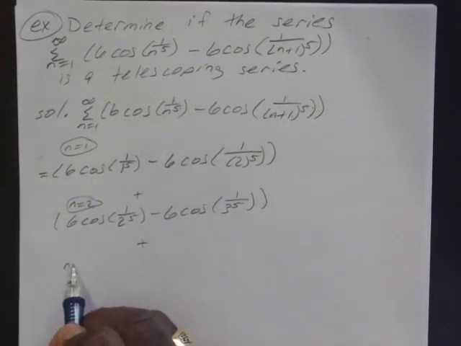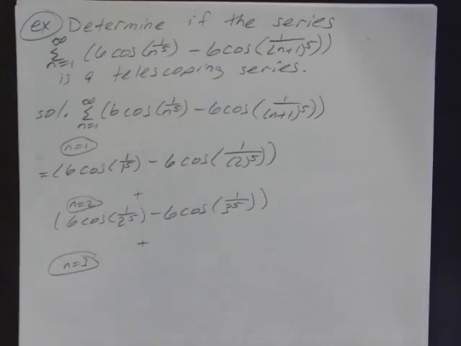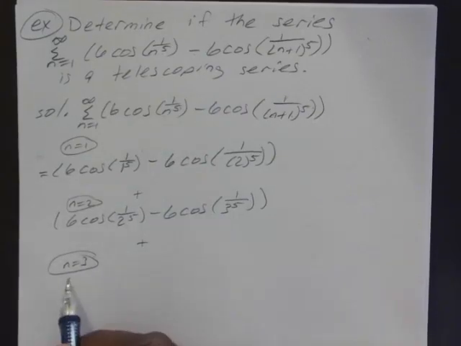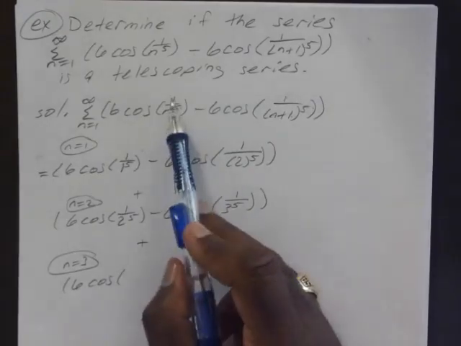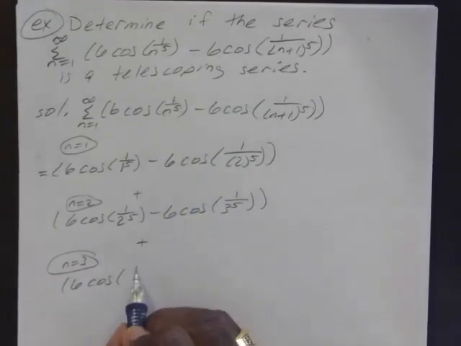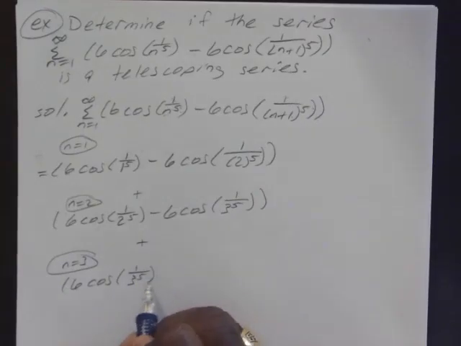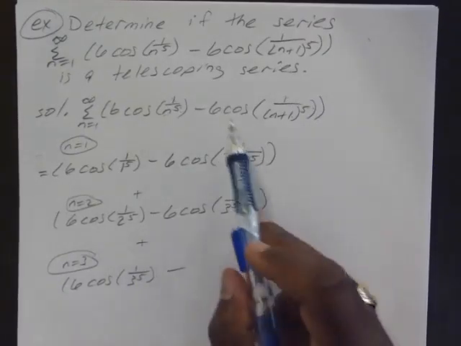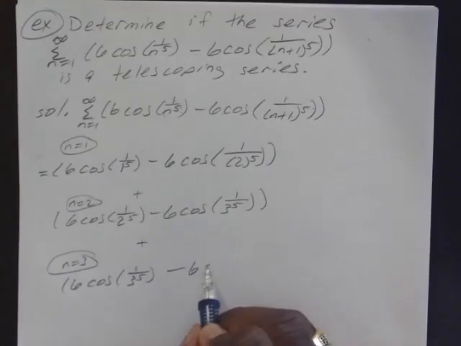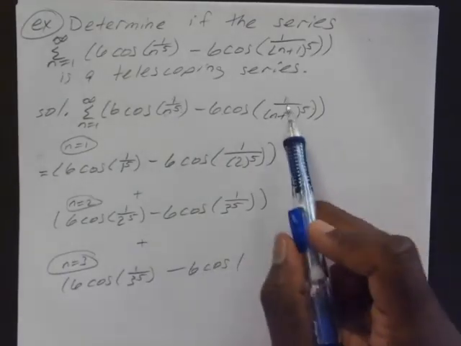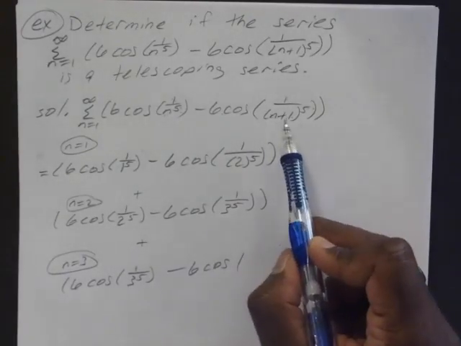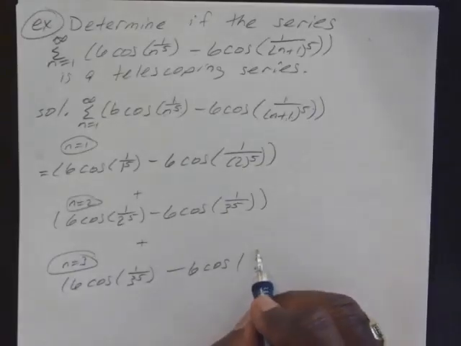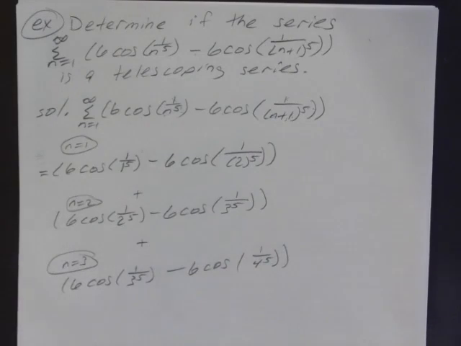Plus, now we make n equal 3. We have 6 times cosine of 1 over 3 to the 5th power, minus 6 times cosine of 1 over 3 plus 1 to the 5th power, so 1 over 4 to the 5th power. So you can kind of see that pattern there.